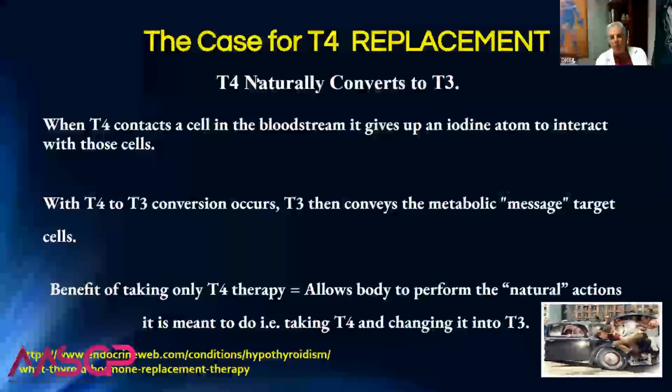The case for T4: the T4 naturally converts to T3, and the T4 contacts a cell in the bloodstream. It gives up its iodine atom to interact with those cells. With T4 to T3 conversion, the T3 conveys the metabolic message to the target cells. The real benefit is that this is a natural action and allows the body to perform a natural body function. And it's what it's meant to do.